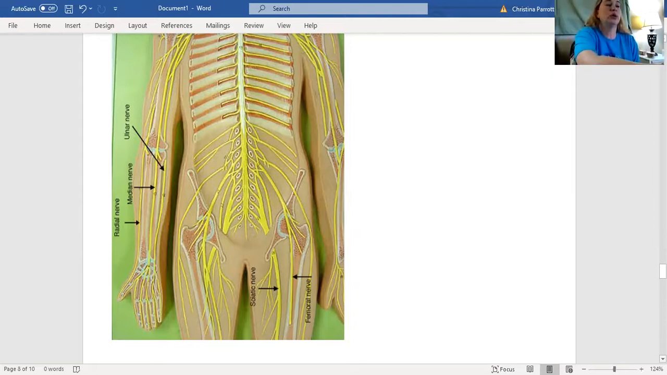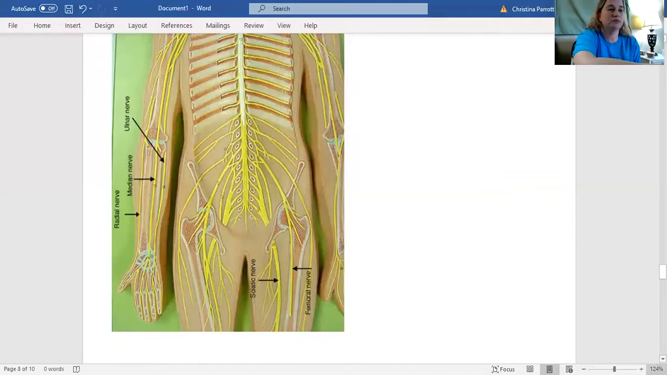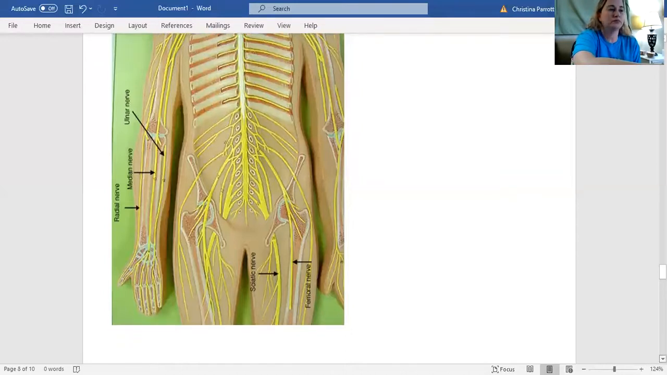Then you'll see here you have the sciatic nerve. This is the very, very large nerve that goes down the back of the leg. And then you have the femoral nerve. And the femoral nerve is going to sit right there on top of the femur. So make sure you can also identify those nerves. Now going to our next picture.